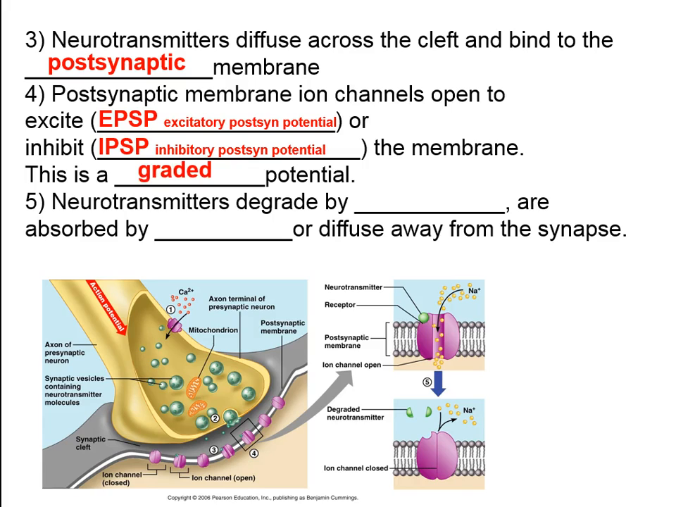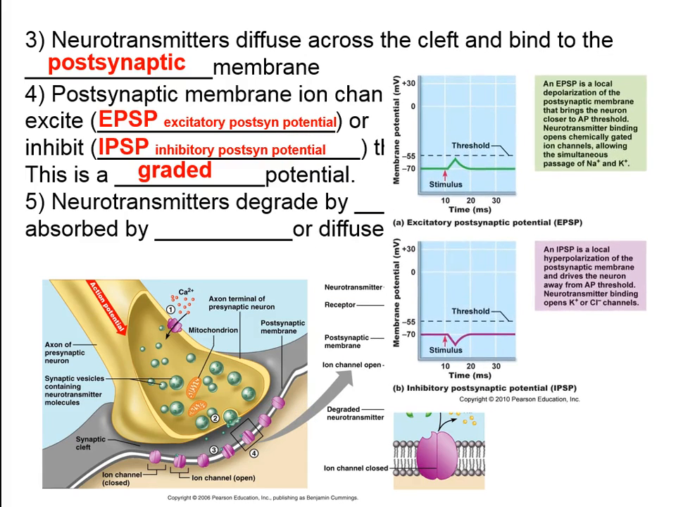This is a graded potential. It's going to be short-lived. It's going to die out. It's usually found in dendrites and somas. Neurotransmitters degrade by either diffusing away or being absorbed or being broken down by enzymes.